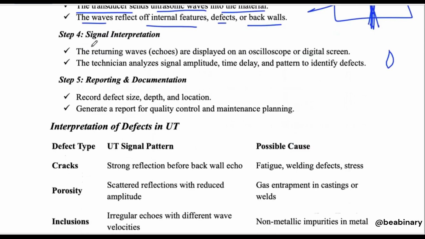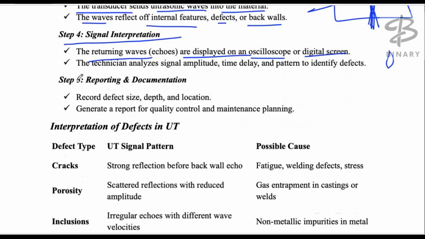Fourth one is the signal interpretation. The returning wave echoes are displayed on either an oscilloscope or a digital screen, like in the computer. The technicians analyze the signal amplitude, time delay, and pattern to identify the defect. With all these steps we can easily detect the size of the defect, position of the defect, and all that.